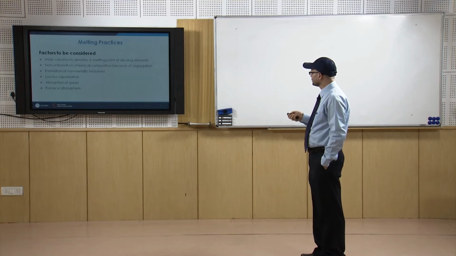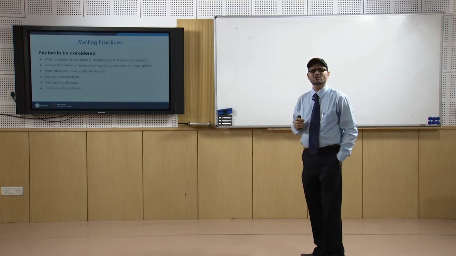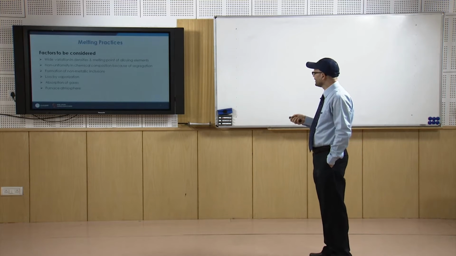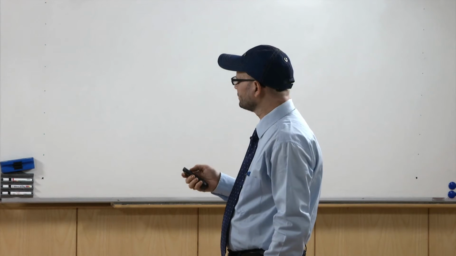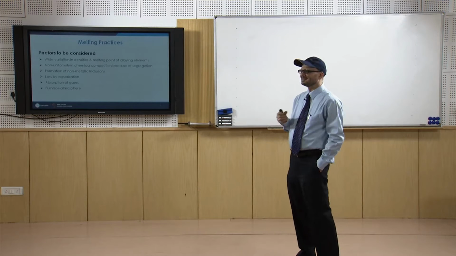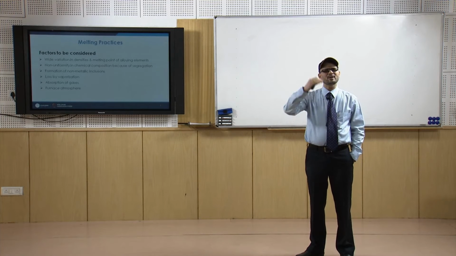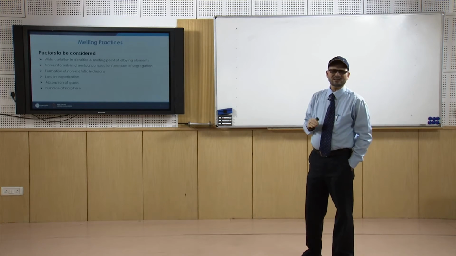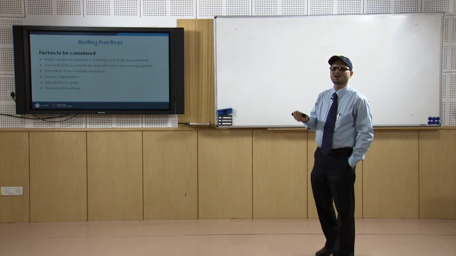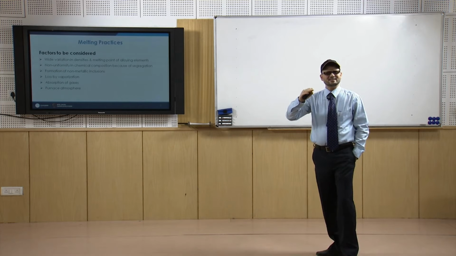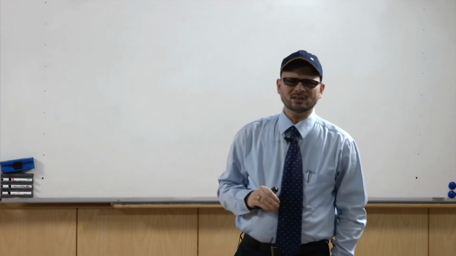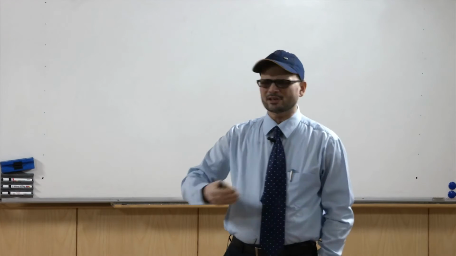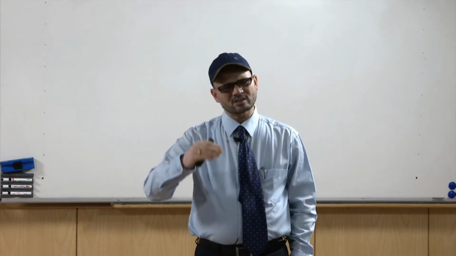When we talk about the alloying elements used with these non-ferrous materials, there is wide variation in densities and melting points of alloying elements, and that is a challenge when you cast these non-ferrous materials. If the densities vary a lot, some elements may go to the top or may settle at the bottom, and in that case the mixing will not be proper. If they go to the top, there is a chance of oxidation, and if they settle at the bottom, they do not get completely mixed inside the parent metal.